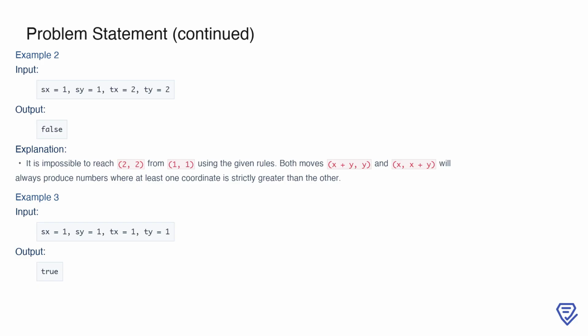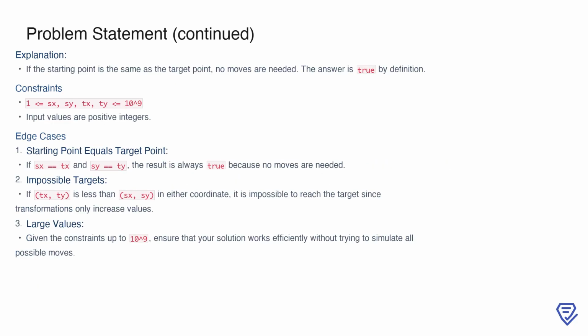In contrast, if the starting point and the target point are the same, as shown in the third example where both are 1, 1, no moves are needed, and the output is true by definition. To summarize, if the starting point matches the target point, the answer is always true since no transformations are required. Additionally, if the target point has any coordinate smaller than the corresponding value in the starting point, it's impossible to reach the target because the allowed transformations only increase the values.